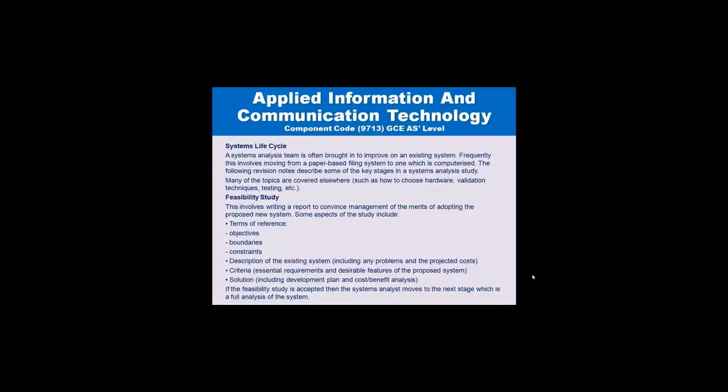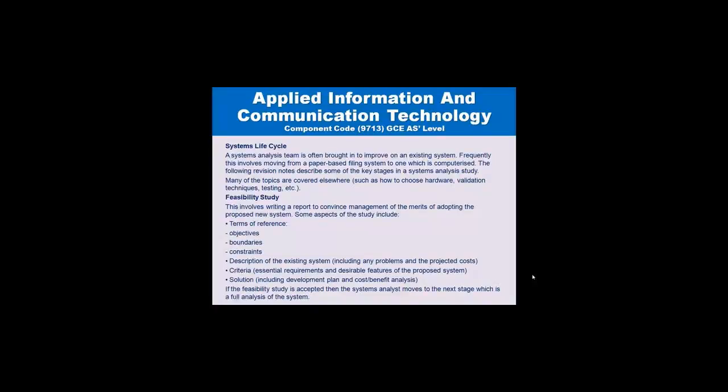Many of the topics are covered elsewhere, such as how to choose hardware, validation techniques, testing, etc., which we have discussed somewhat in the feasibility technicalities. Then move on to the feasibility study. Basically this is the specification document, which is used to start based on your system analysis. This involves writing a report to convince management of the merits of adopting the proposed new system.